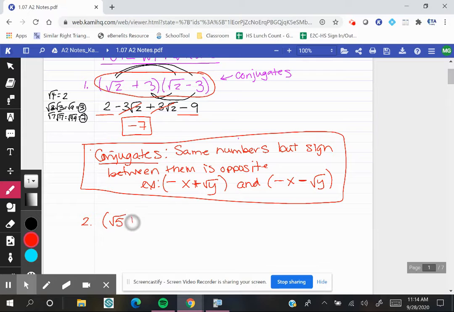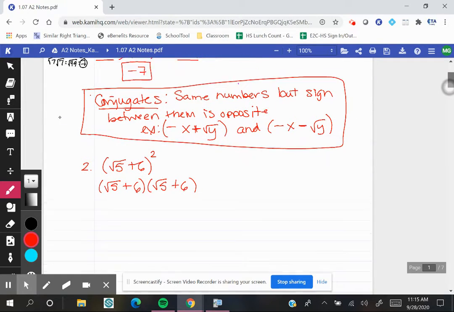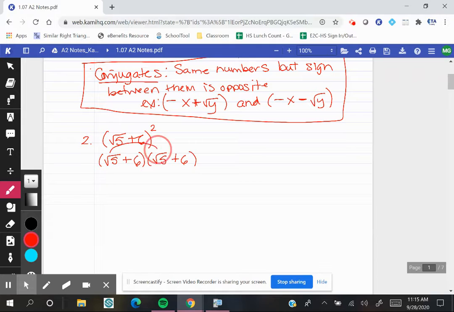This one is not conjugates because I'm going to have a binomial squared. Whenever you have a binomial squared, you'll remember from algebra and geometry, you want to do the double bubble, as I know some teachers call it. You're going to write it out twice because it's being squared. Once you write it out twice, now we're just going to FOIL again. So we've got rad 5 times rad 5 is 5. 6 times rad 5 will give us 6 rad 5, plus another 6 rad 5. And then our last terms would be 36. Combine your like terms.